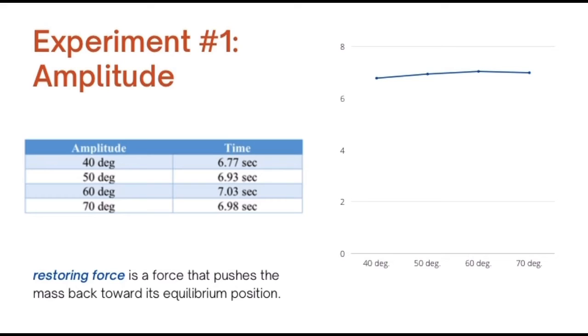As you can see in my first experiment, the time of 5 oscillations didn't get affected by modifying the amplitude. This is due to restoring force. Restoring force is a force that pushes the mass back towards its equilibrium position. And after doing my first experiment, I realized that my hypothesis was indeed incorrect. So I decided to search for the correct answer to my questions.